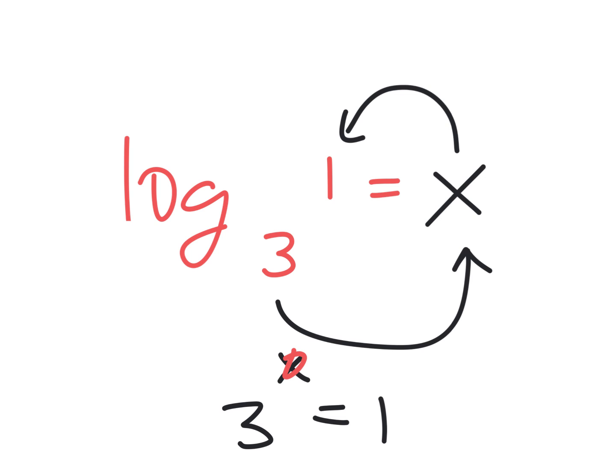So I have a snappy little saying for this. If you've won the argument, you get nothing. The answer is 0. If you've won the argument, you get nothing.